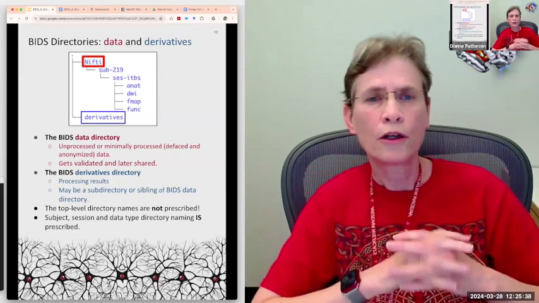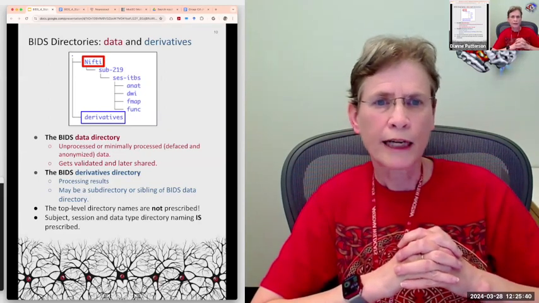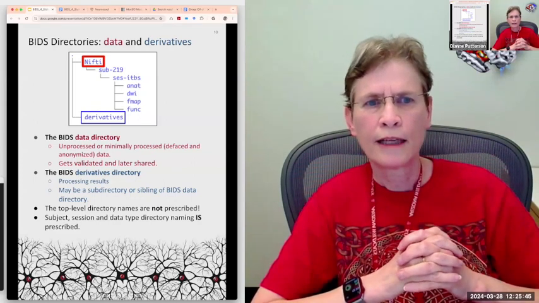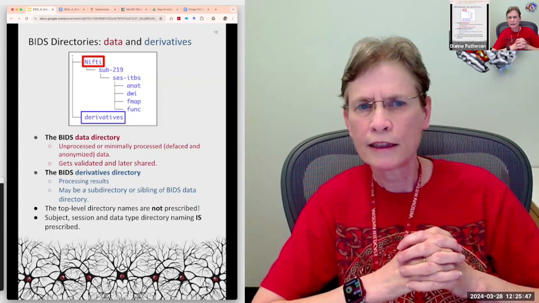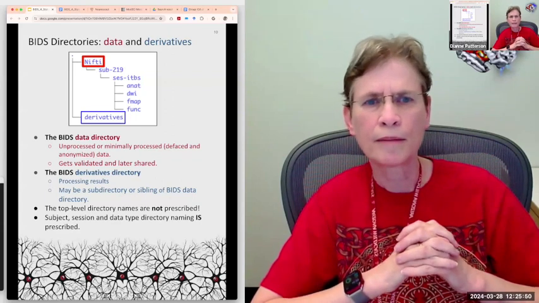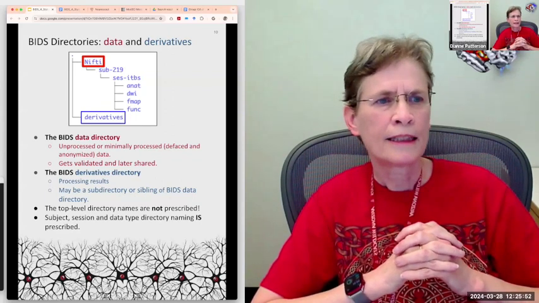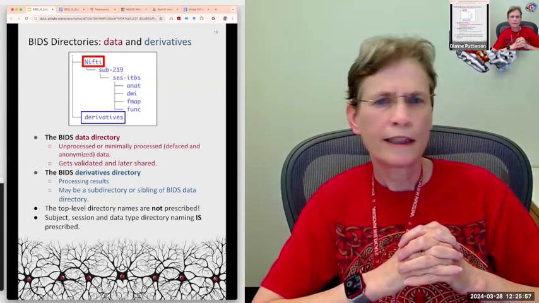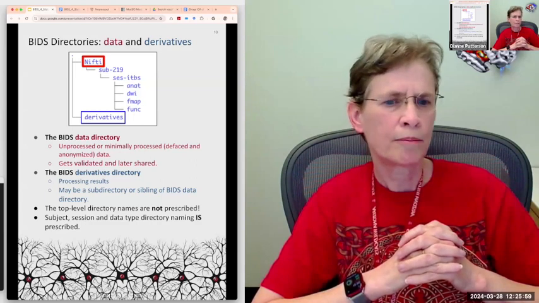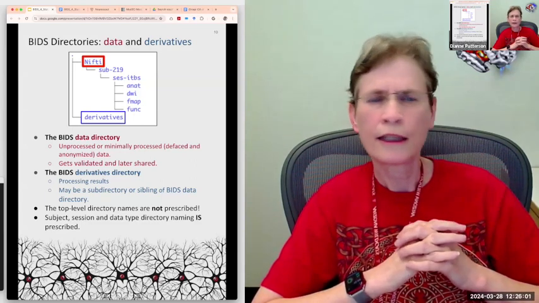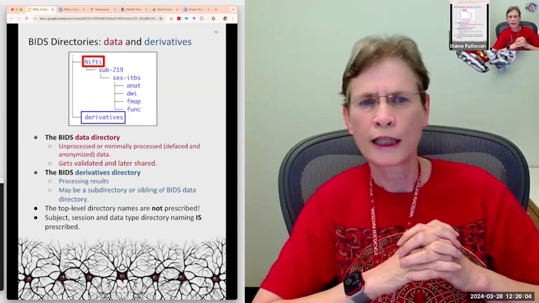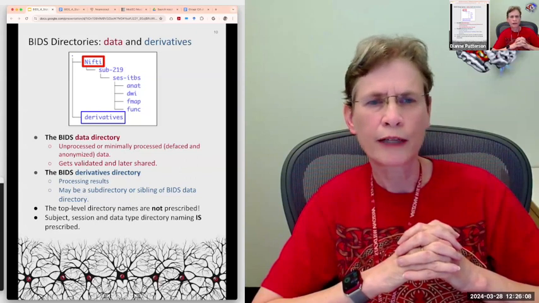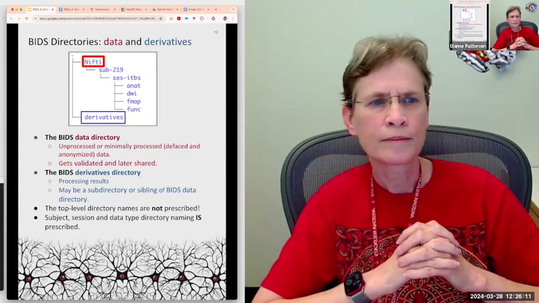All right, so the BIDS data directory contains the unprocessed or minimally processed data that, for example, might be defaced and anonymized with something like BIDSonym. And in this example here, I've called that data directory NIfTI. You might call it raw, you might call it BIDS, you might call it Fred, you can call it anything you want. They don't care what you call that top level directory. What they do care about is what you call the directories underneath it, but we'll get to that.